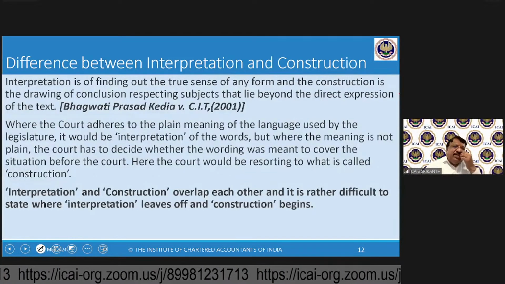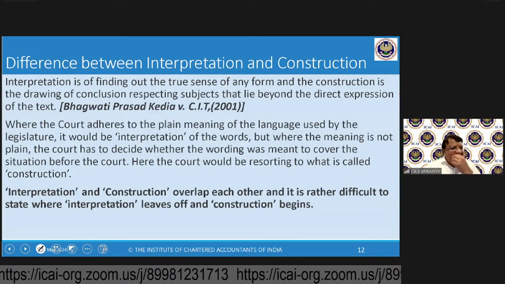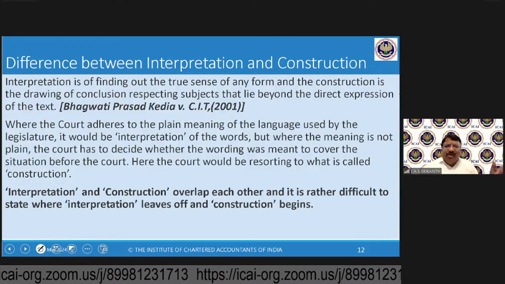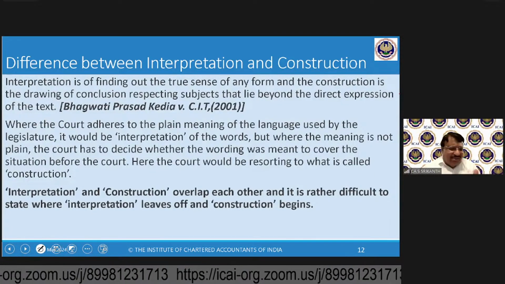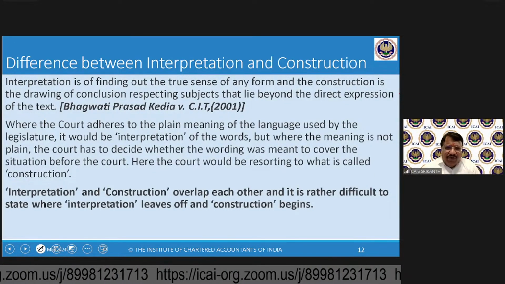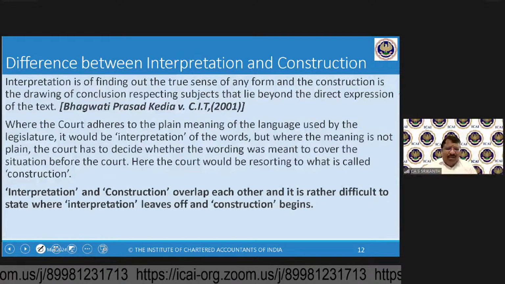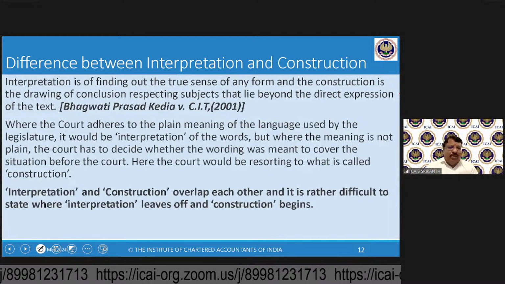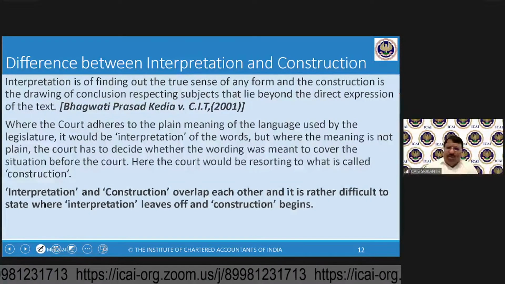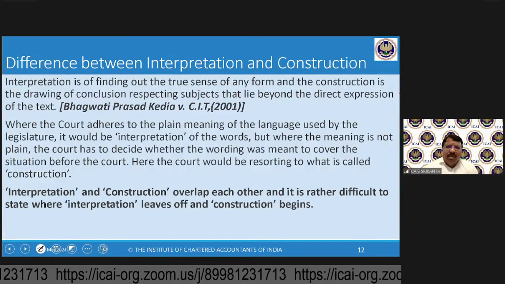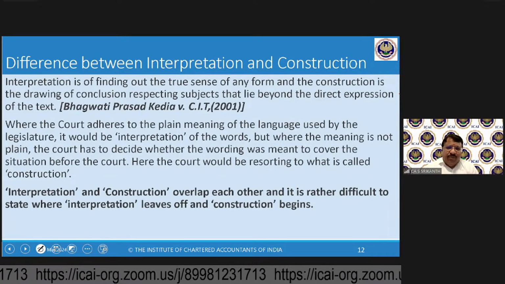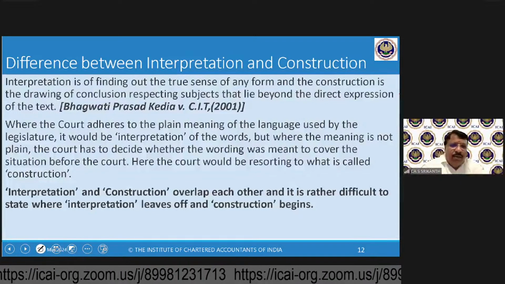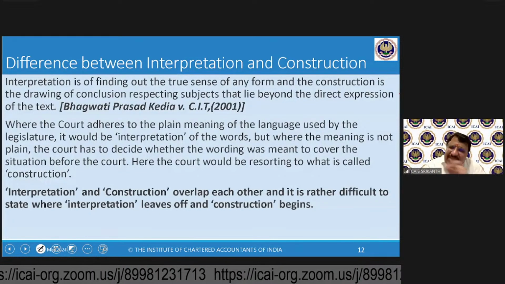See, we use the words interpretation and construction. Let's not break our head too much. If you want to use, you can use them as similar. They have the same meaning. No problem. They are synonymous. You can use them as synonymous, having the same meaning, but slight.